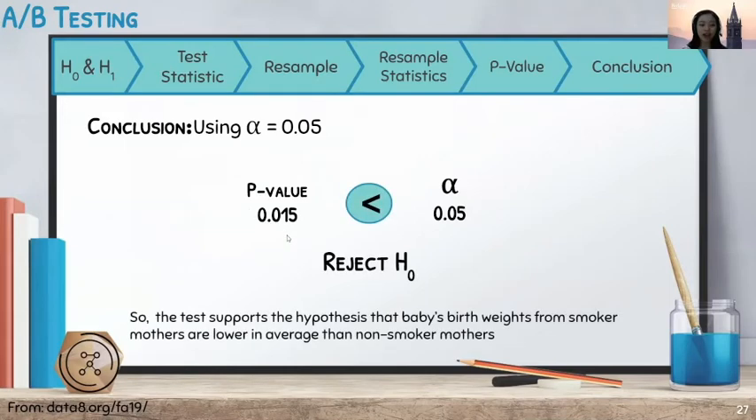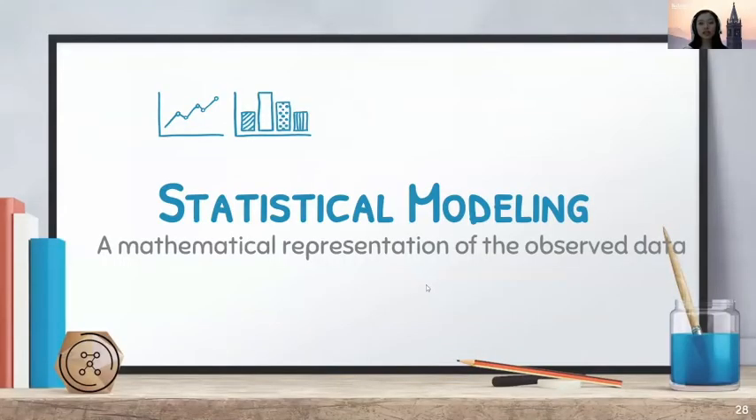And we would say that the test supports our alternative hypothesis, which is saying that the babies' birth weight from smoker mothers is lower on average than from the non-smoker mothers. That is the end of the statistical test. Now we're moving on to statistical modeling.